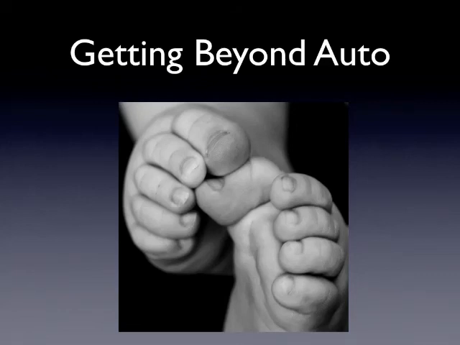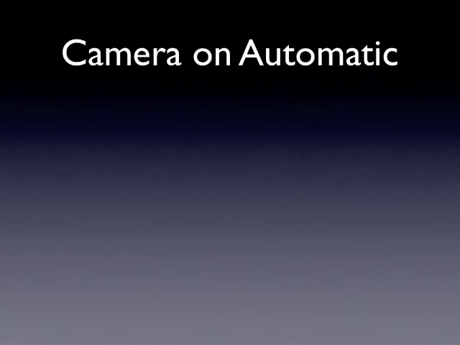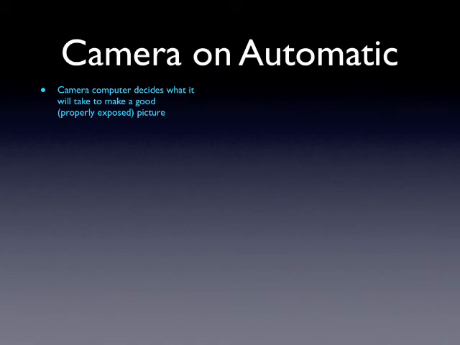Well, this is part two of getting beyond automatic on your camera, learning how it works. So we're going to take one step further. And again, don't sweat. You can always put it on program mode or auto mode, but I don't want you to, okay? When the camera's on automatic, the computer decides what it will take to make a good, properly exposed picture. The camera does the thinking. It kind of reads the light, then figures that, okay, this is what the settings should be.